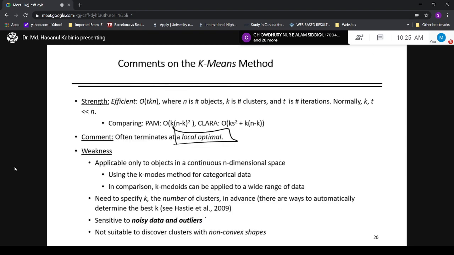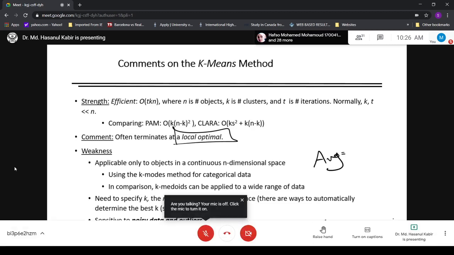Another problem is that it is very much sensitive to outliers. Can someone tell me why it is very sensitive to outliers or noisy data? Because we have to compute the average, right? Yes. So let's see, if I have two values here, and then one value is very far away, if I compute the average, what will happen? The average will be somewhere in the middle, right?